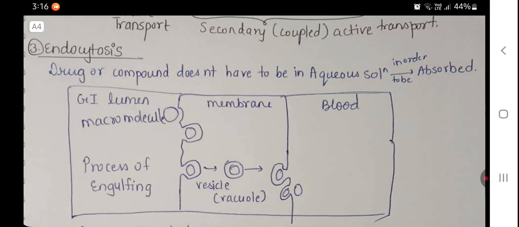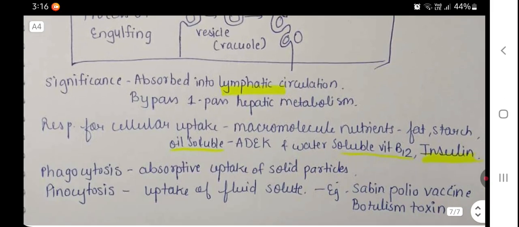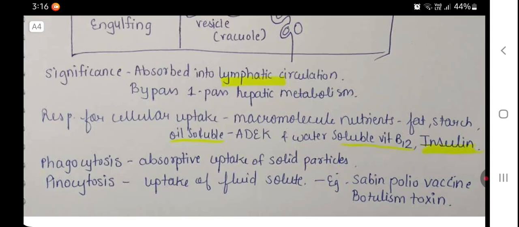The vesicle forms a vacuole in the membrane and is then released into the blood. Significance: it is generally absorbed into the lymphatic circulation, and it bypasses first pass metabolism. It bypasses the first pass hepatic metabolism. Then it is responsible for cellular uptake of macronutrients, like fat, starch, and oil soluble vitamins like A, D, K, water soluble vitamin B12, and insulin.